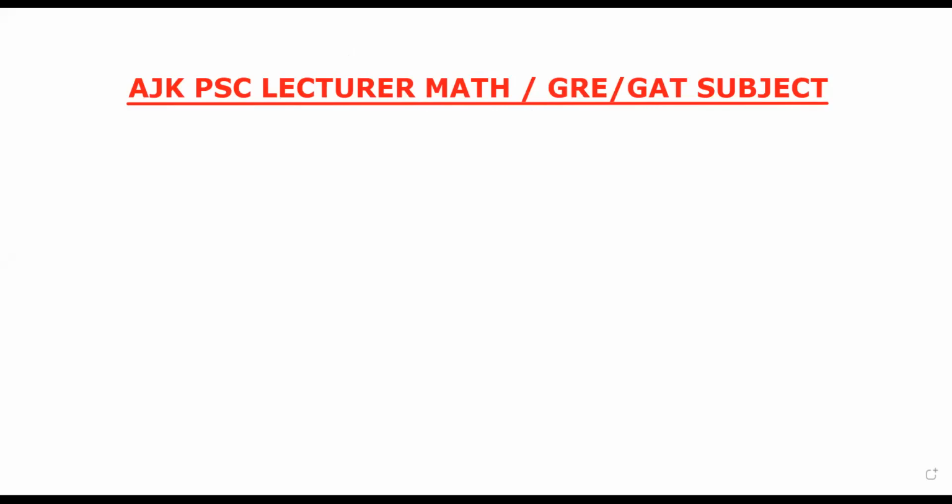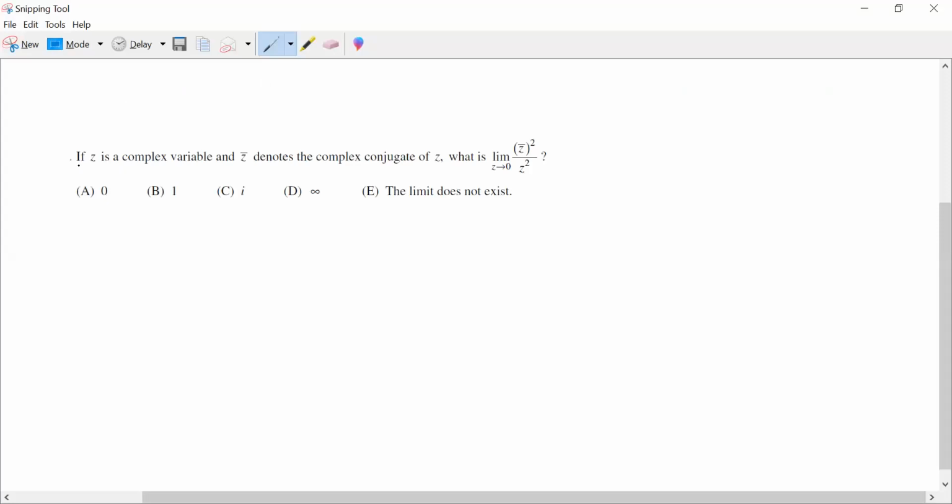Students, first of all, I will share the question with you. The question is, if Z is a complex variable and Z prime denotes the complex conjugate of Z, what is the limit as z approaches 0 of (z conjugate)² over z²? So first of all, z is equal to, if we take a plus iota b, and then z conjugate is similarly, we just make the change of sign, a minus iota b. So we will solve this and find the limit of this question.